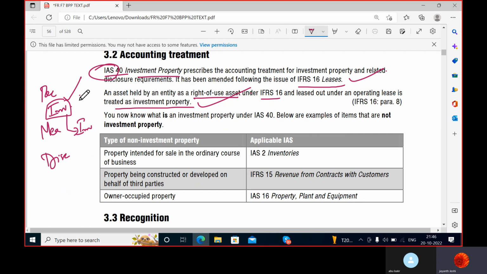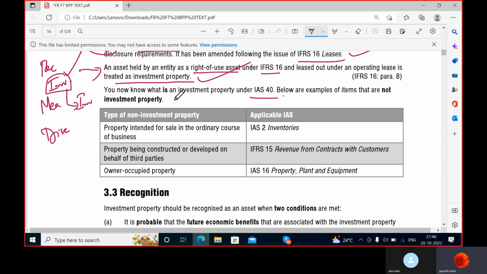If they give you any kind of MCQ in the exam, this particular point is very crucial. You now know what is investment property under IAS 40. Now below are examples of items that are not investment property. Property intended for sale in the ordinary course of business will be inventory for you, not an investment property.